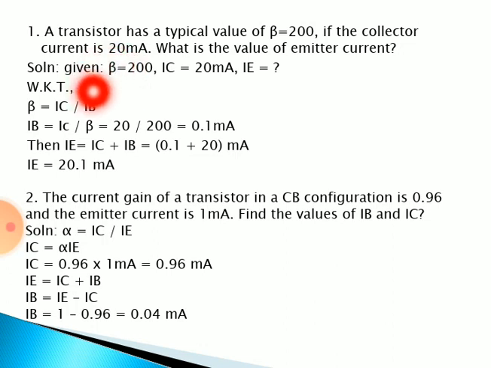Next, there are some small problems. You can see here the problem says that here is a transistor which is having beta as 200, collector current is 20. They have asked you to find the emitter current. We know that beta is equal to IC by IB, and from this what will be IB? IC by beta. You have the value of IC, you have the value of beta, you will get the value of IB. Now you want to find IE. We also know that IE is equal to IC plus IB. So you have the value of IC, you have found the value of IB. When you substitute, you will get the IE. In the same fashion, this is also a problem.